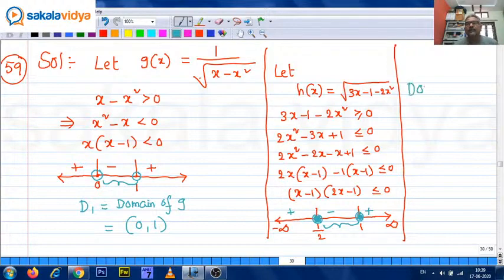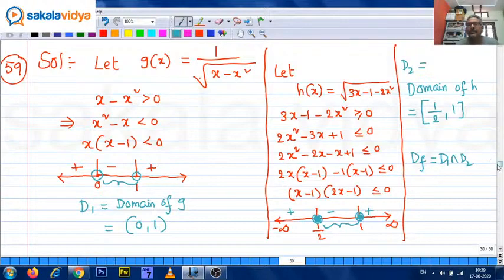So that's why domain D2 equals domain of H. So that is 1 by 2 comma 1, both sides open. Right. Now we need to find out D1 intersection D2. Df equals D1 intersection D2.